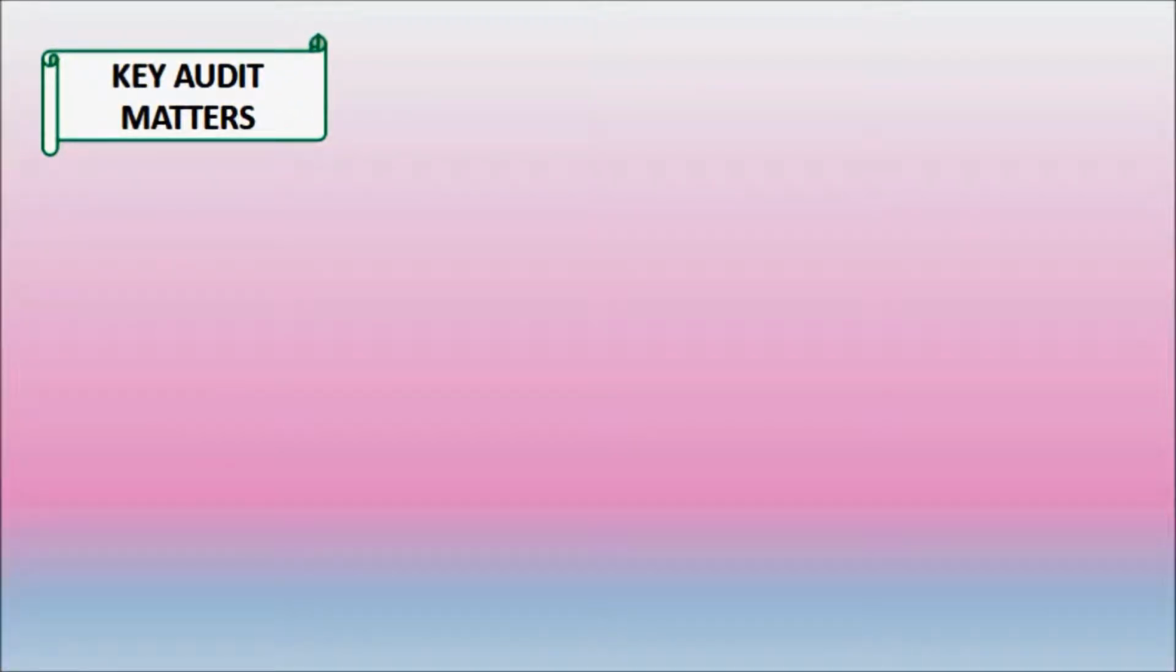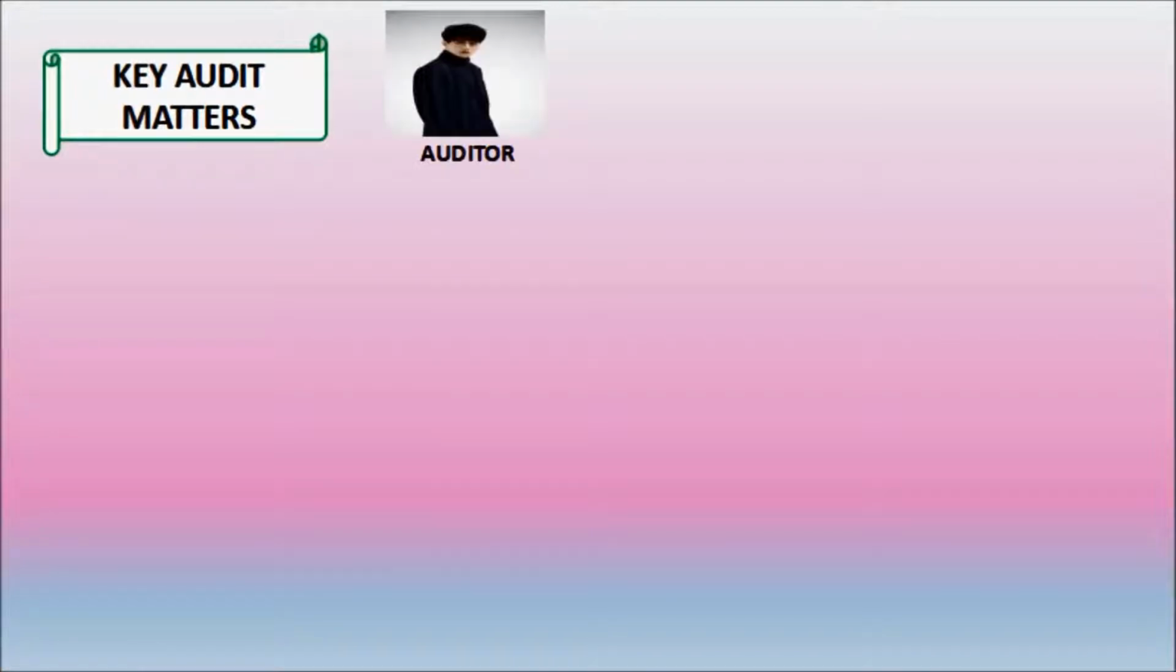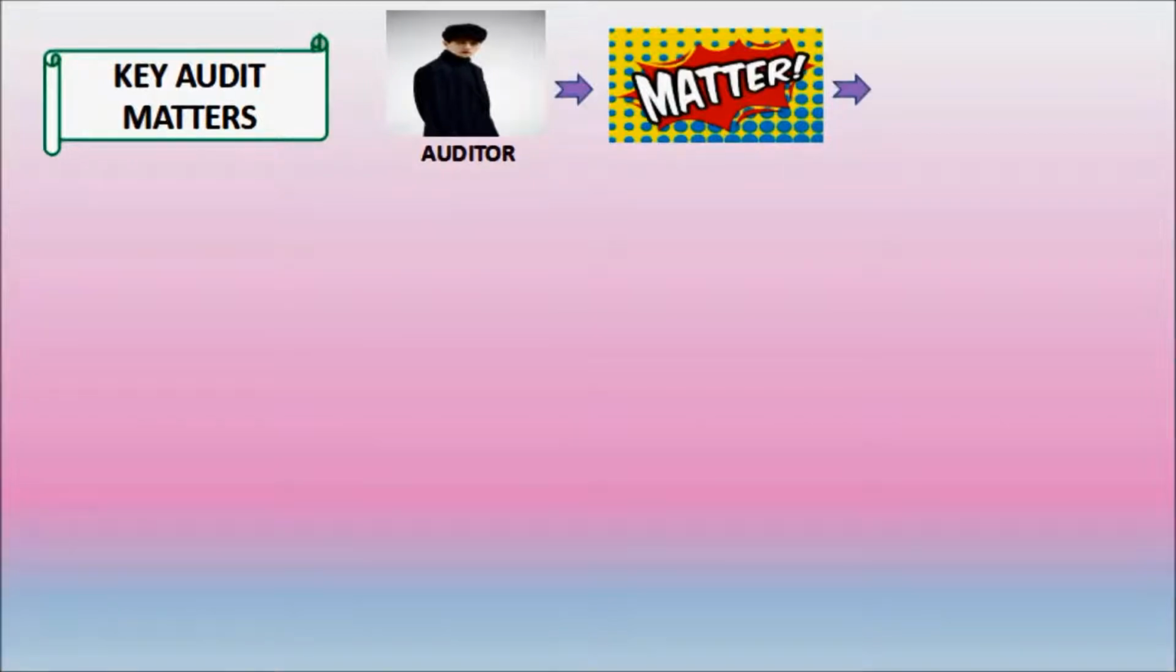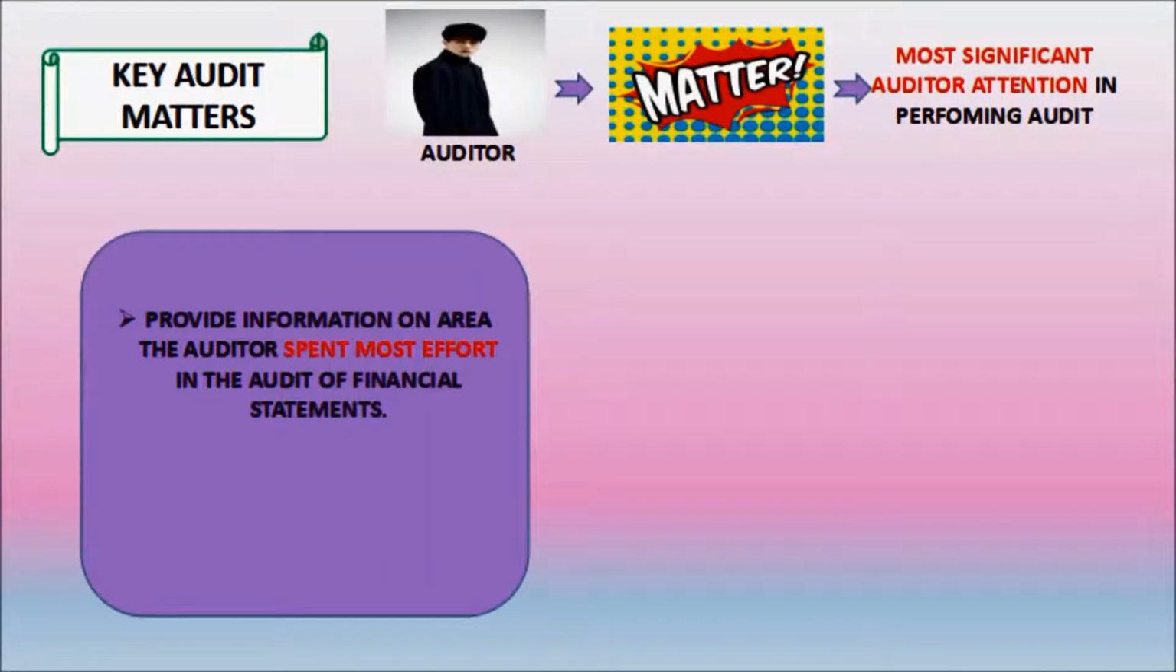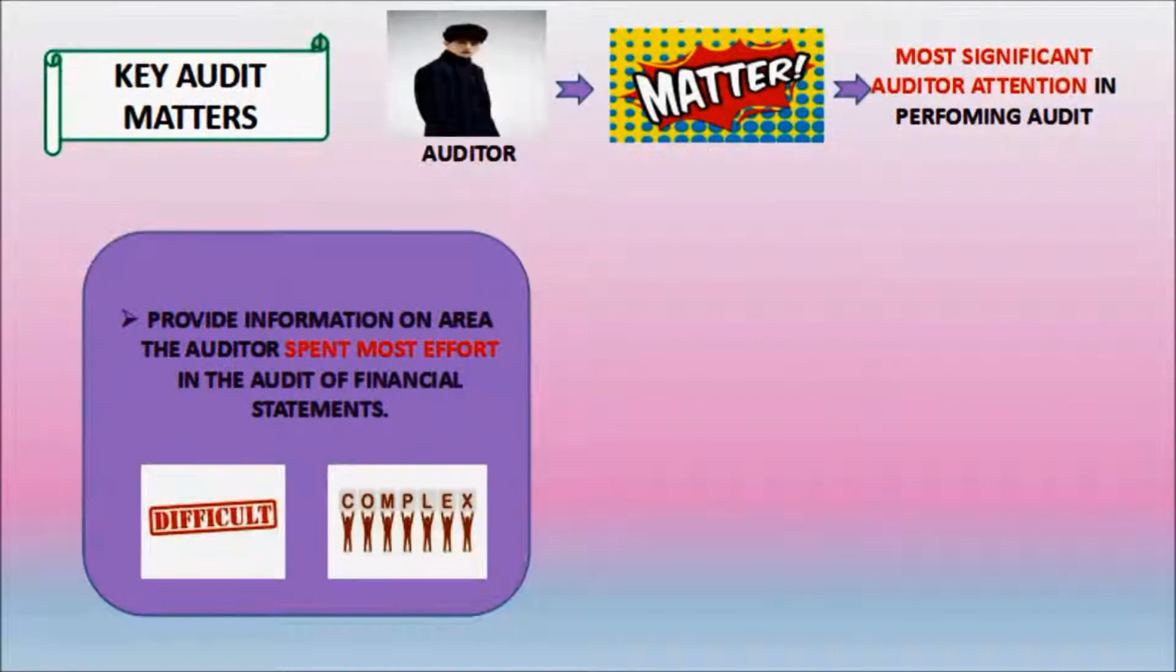What are key audit matters? Key audit matters are the matters the auditor selects that require the most significant auditor attention in performing the audit. Key audit matters provide information on areas where the auditor spent the most effort in the audit of the financial statements of the current period. Areas where the auditor spent the most effort are often difficult and complex areas in the financial statements, an area involving the use of significant judgment by the directors.